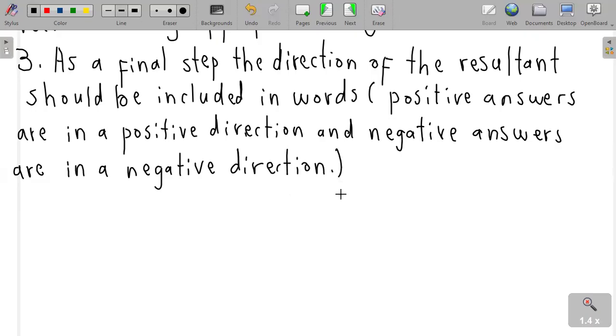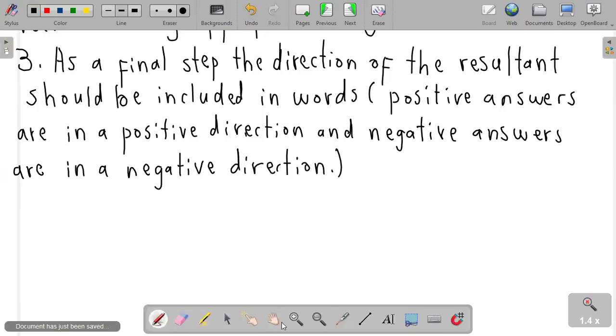So this means that if you chose positive as to the right, then your final answer must be to the right if your answer is positive. So your final answer must include words, depending on the answer that you find, you see. So let's do an example, so that you can see what we mean here.